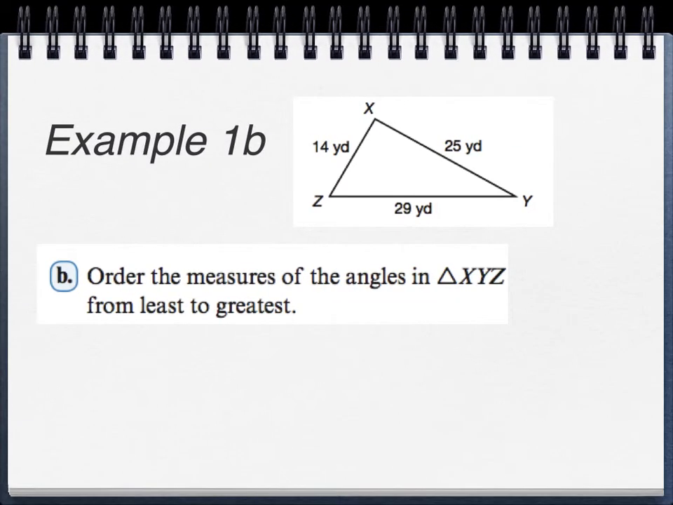Okay, a similar problem, but we're given the side lengths, and we're asked to measure the angles from least to greatest. The smallest angle is opposite the shortest side, that's angle Y. The biggest angle is opposite the longest side. That's angle X.